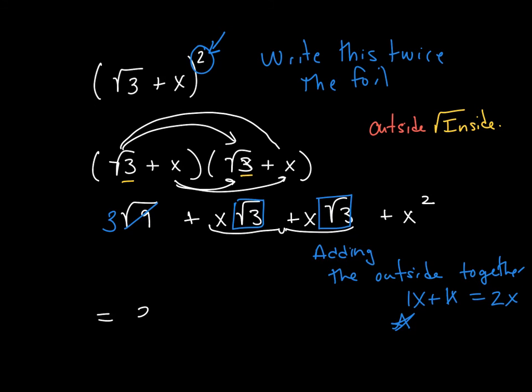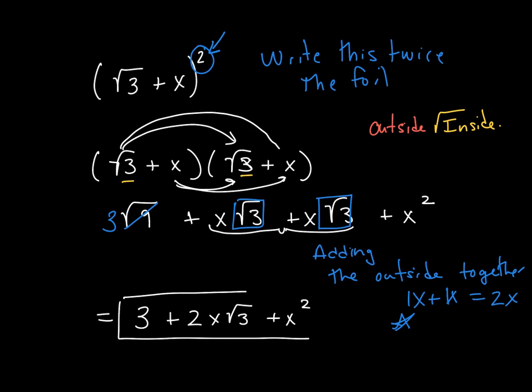So this just gives me 3 plus 2x square root of 3 plus x squared. Now that would be your final answer. Now that is not written in descending order. If you want to write it in descending order, that also would be fine.